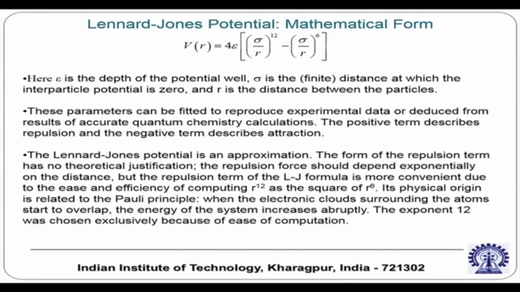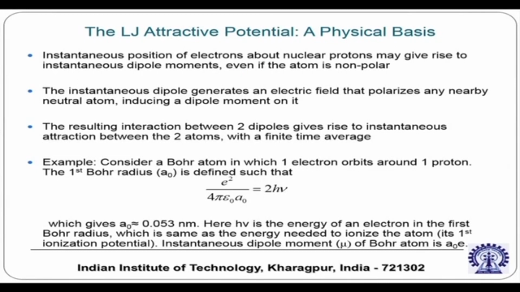Its physical origin is related to Pauli's principle, so that we have already discussed. Now the Lennard-Jones attractive potential, a physical basis, that is the r to the power 6 component.